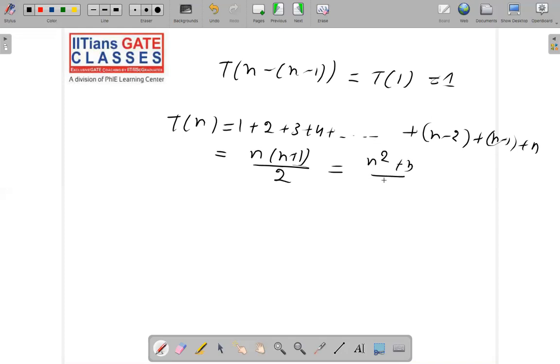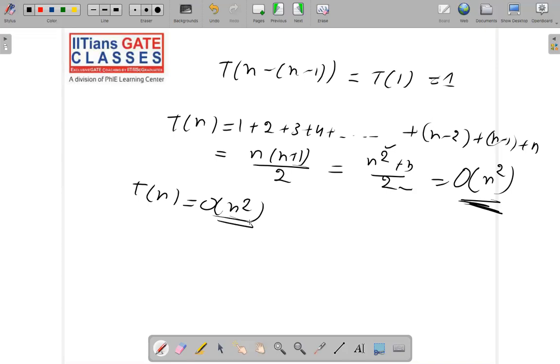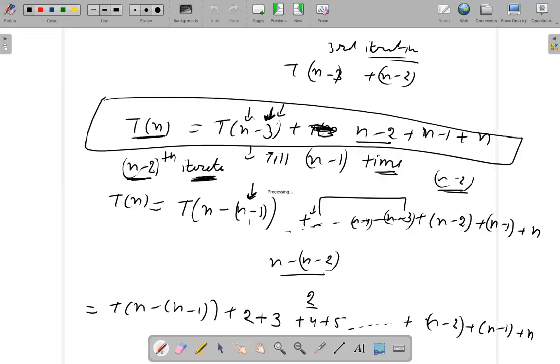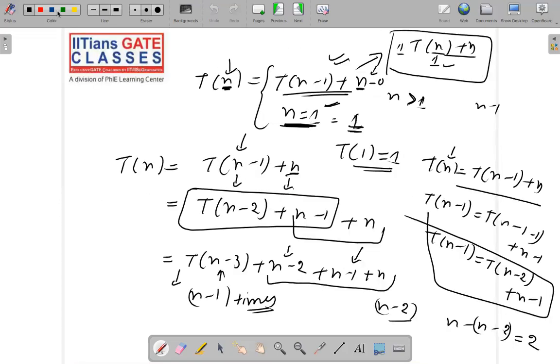n square plus n by 2, which is equal to order of n square. We are taking the maximum power, n square, eliminating the constants, and this is big O of n square. T(n) equal to O(n square). I will be solving more examples, but right now you have to understand that I am doing nothing but substituting the value of n with a smaller value, whichever is given in the recurrence relation.